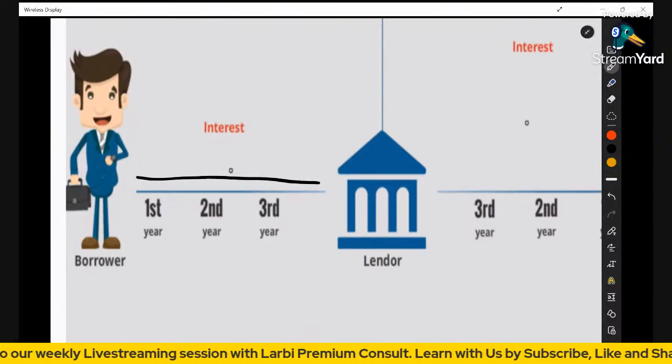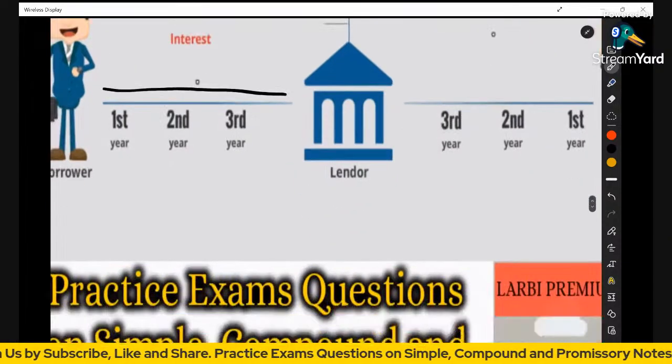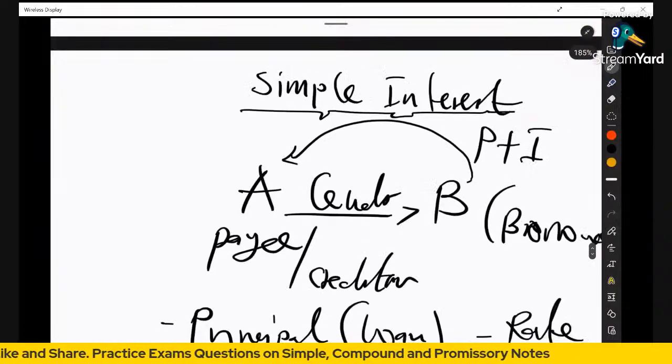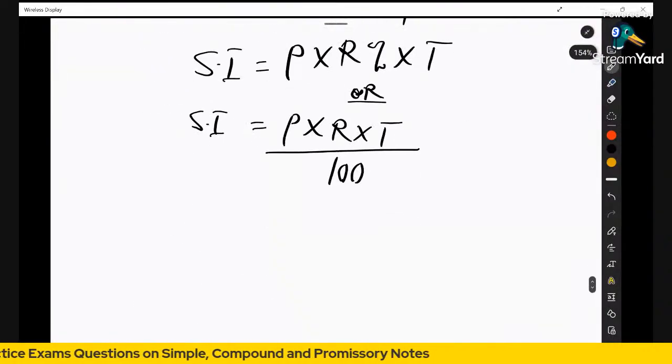But when we get to the opposite, you understand that interest can be computed more than once, and that will lead us to compound interest. We'll get there very soon. So let's continue. We are asked to use this as an illustration to compute.